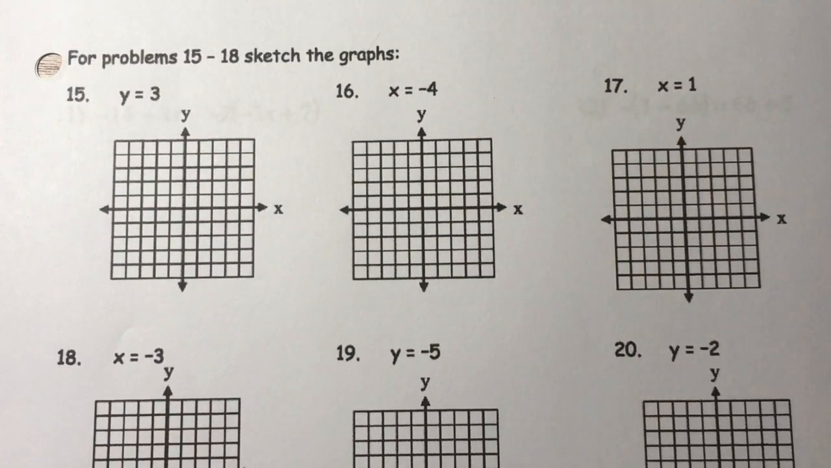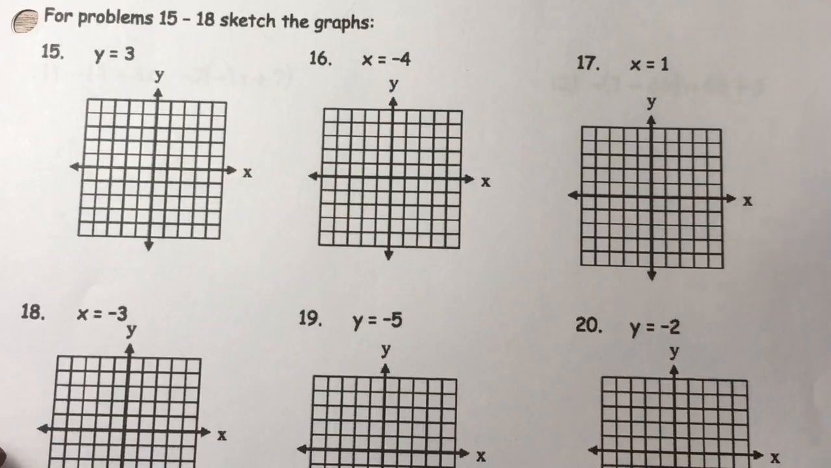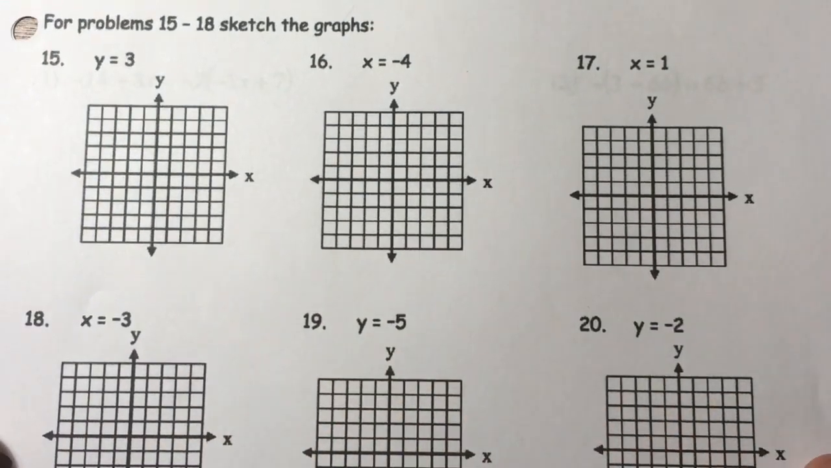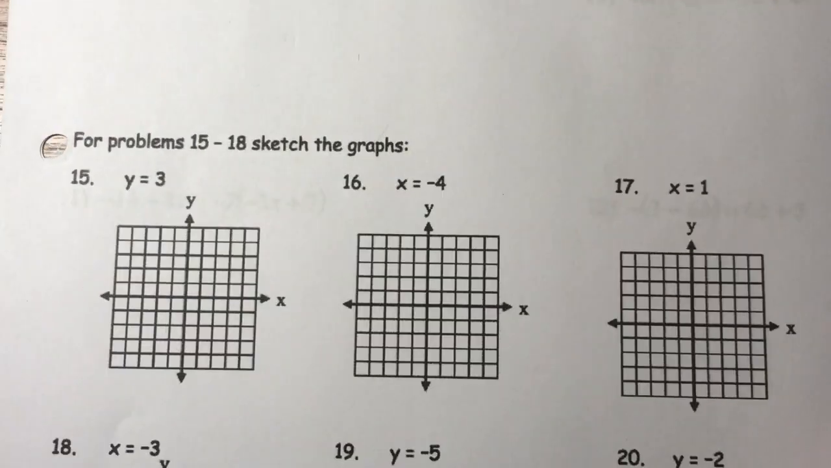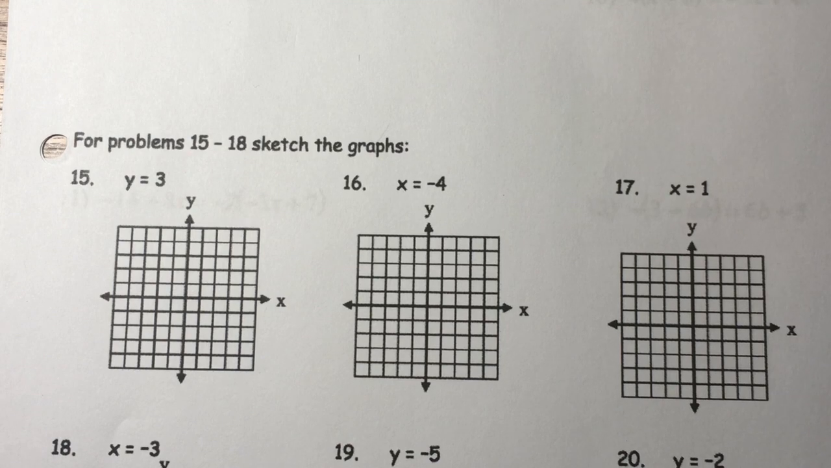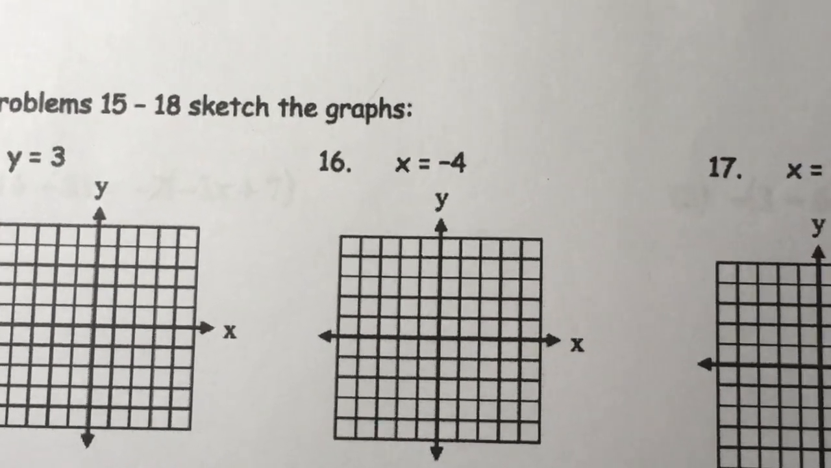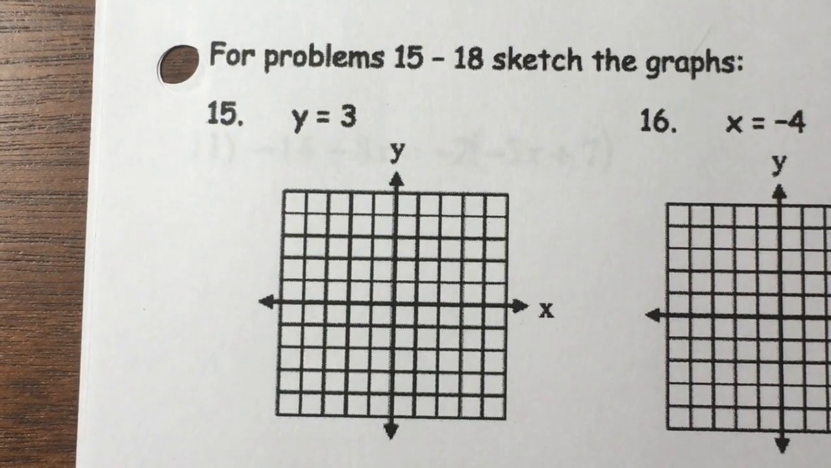All right, we just have 2 more sections. This one we have 1, 2, 3, 4, 5, 6 different graphs. And I'm asking you to sketch the graphs, and you'll notice right away these equations look a little bit different. So they don't look like they're in y equals mx plus b. Our first one is y equals 3. Our second one is x equals negative 4. So right away something is a little bit different here. So let's take a look at number 15, the equation y equals 3.